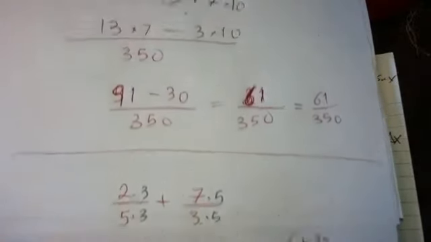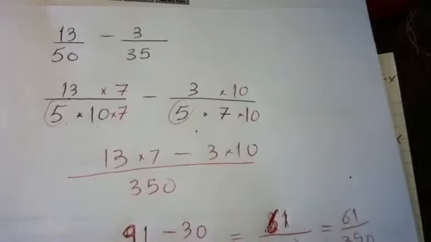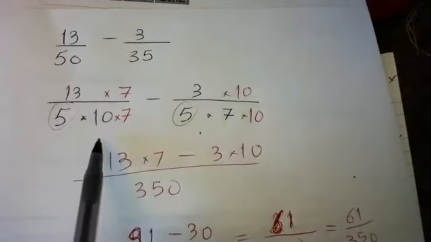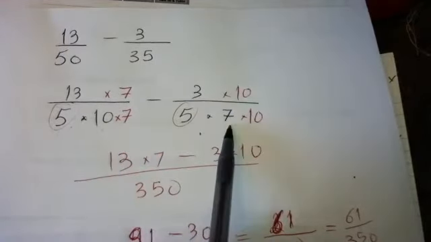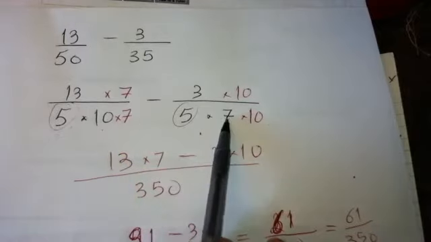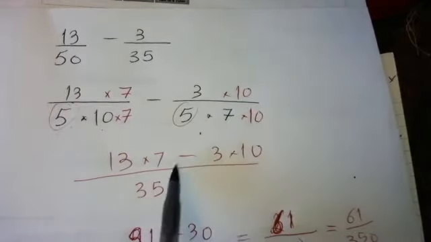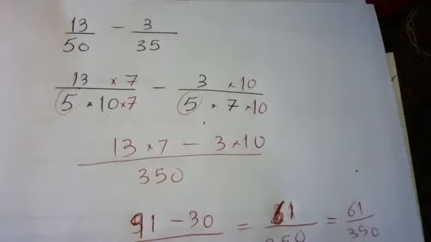That's what we did here. See? I had 5 times 10, 5 times 7. This one needs 7. This one needs 10. Now they both have the same denominator.